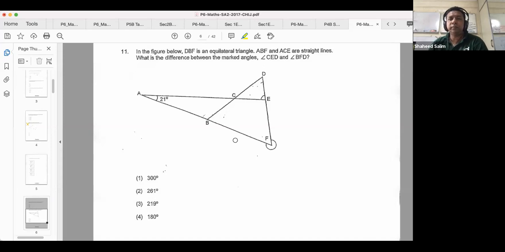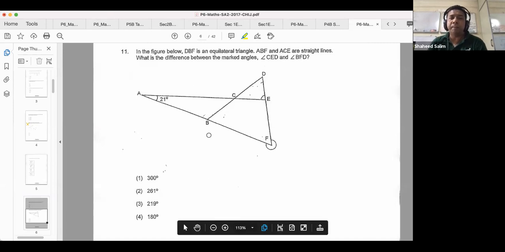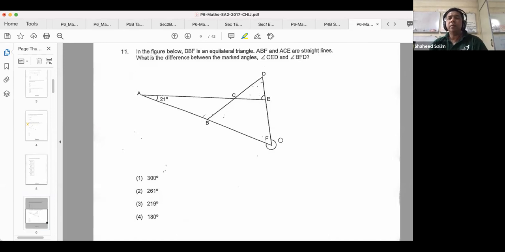Okay, the marked angle. They want you to compare between this and this. What's the difference? You must take this minus this. So let's see. Very fast. I'm not even done. Oh, you don't understand the question? Okay. They want you to find this angle.